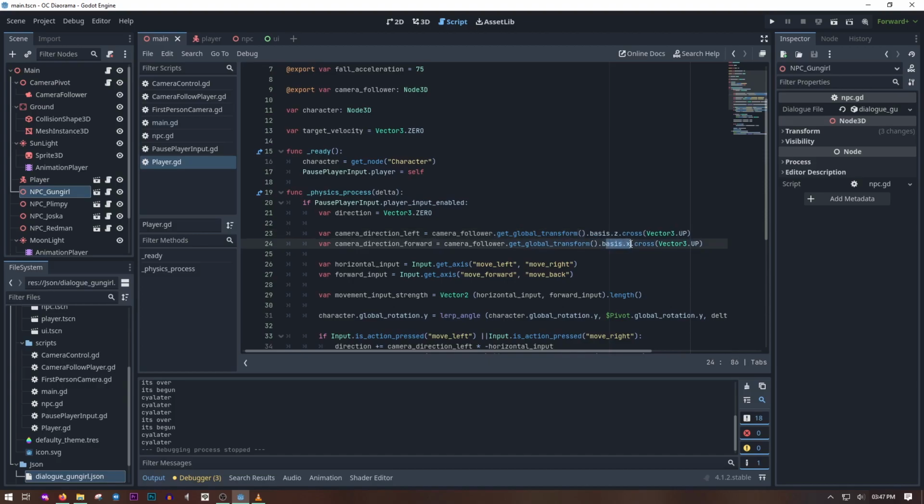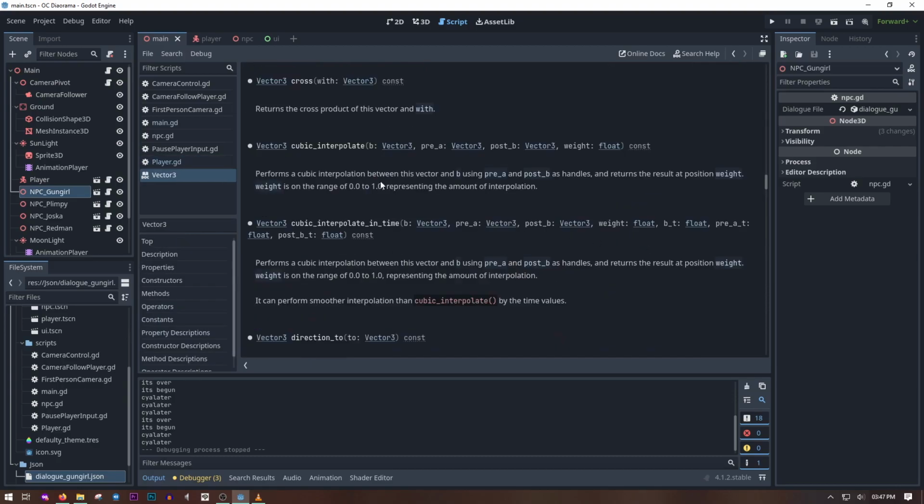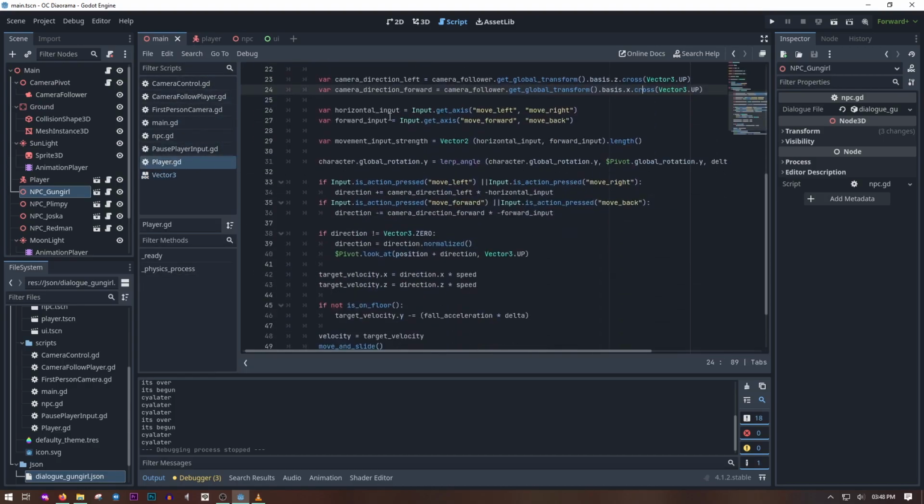So basis x cross vector 3 up. I tried to look at cross, see what it does. It returns the cross product. So it was like, what do you mean? Obviously that's something I can look up. Cross product, it's probably a code term. That's fine. Then these ones make more sense to me.